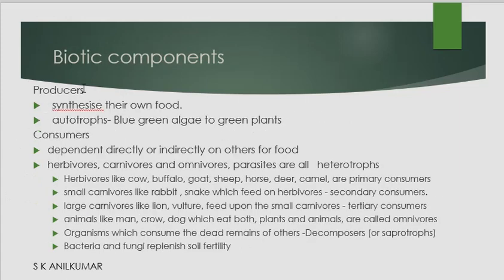Biotic components, we have producers and consumers. That means what? Plants and animals. Producers synthesize their own food. That means what? They are autotrophs. Blue green algae to green plants, many of them are producers. They synthesize their own food.